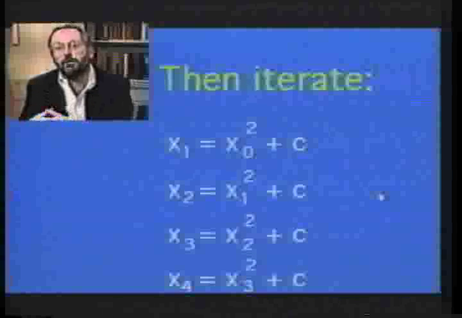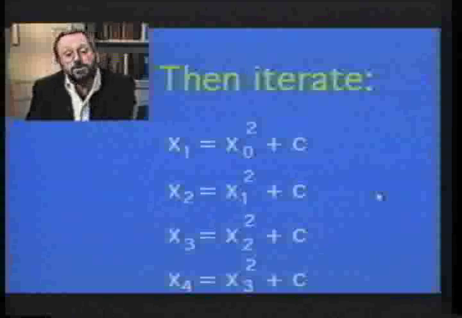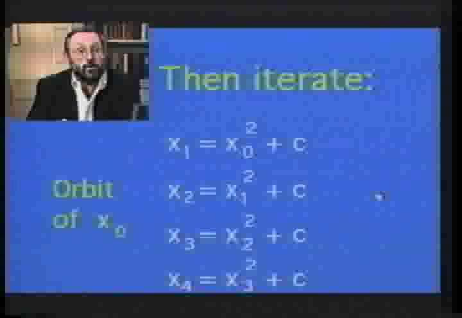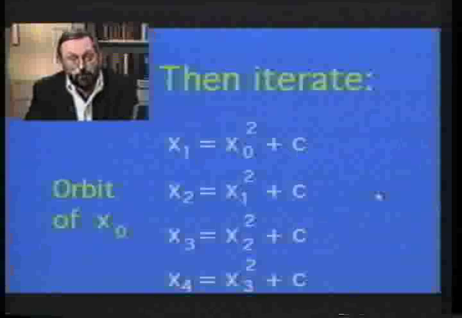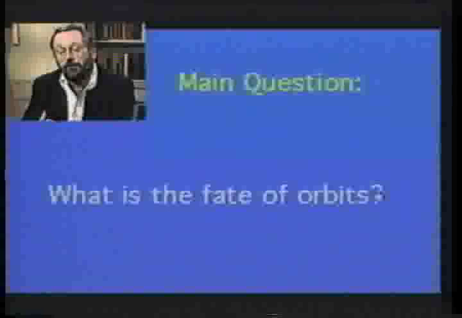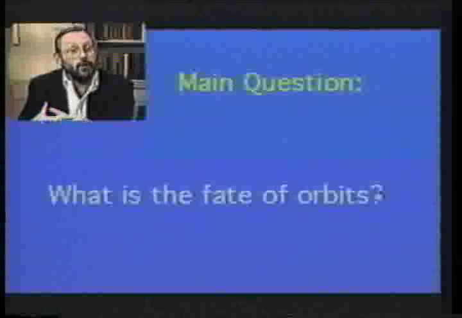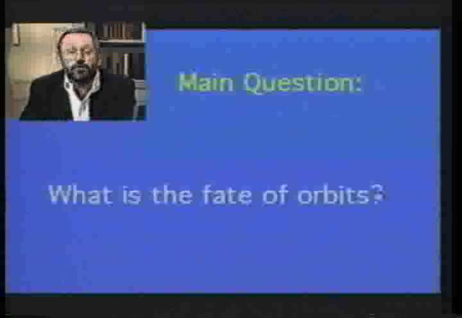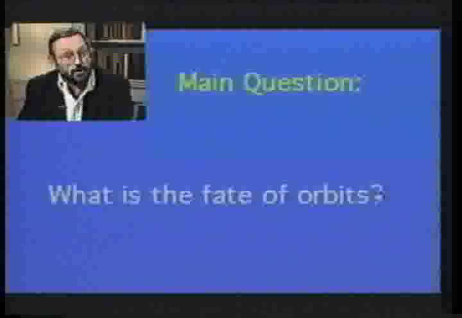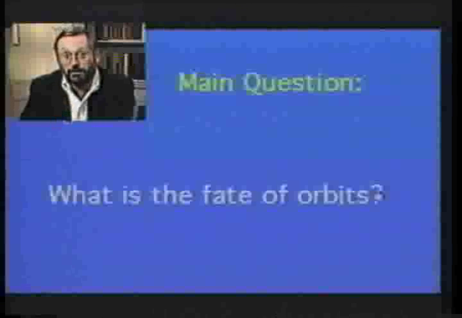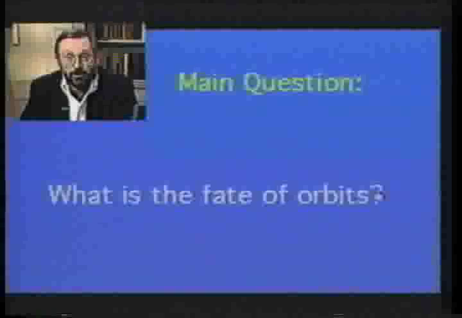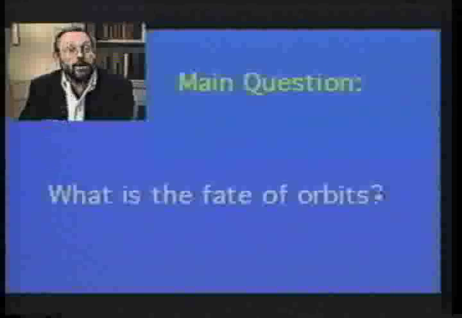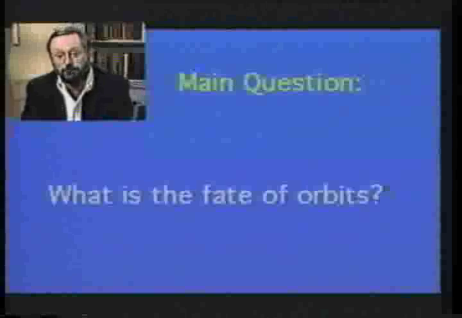And so you see the process of iteration produces a list of numbers. That list of numbers has a name. It's what we call the orbit of x0. Now, the main question in this area is, can we predict the fate of orbits? Can we tell what's happening to that list of numbers? As you'll see, it's the Mandelbrot set that provides a geometric answer to that question. The Mandelbrot set allows us to answer the question, what is the fate of orbits?